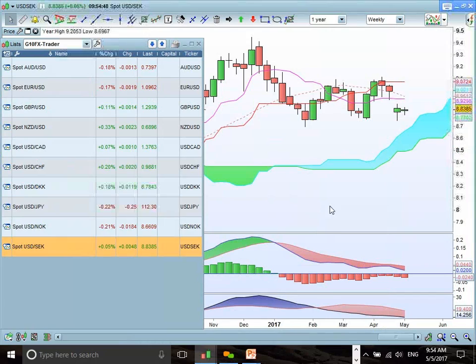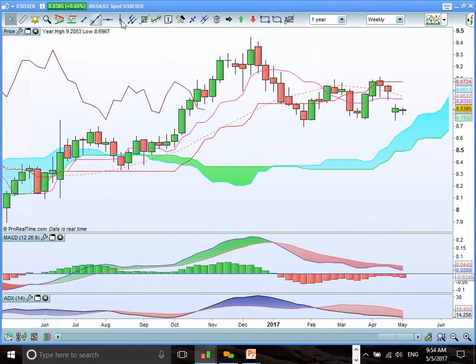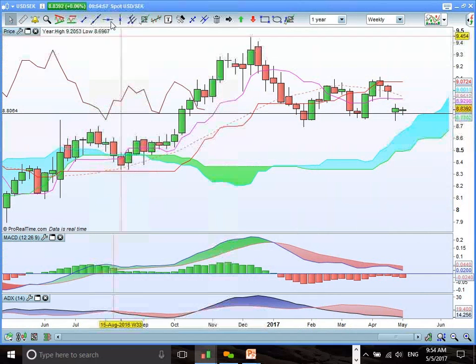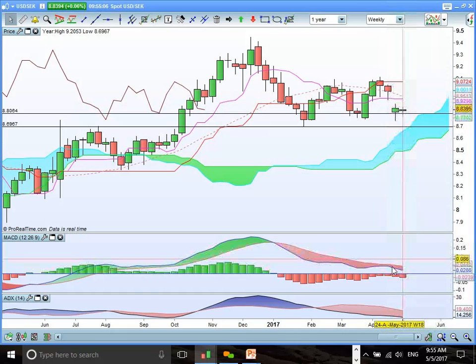US dollar Swedish krona. Weekly, we're getting close to the top end of the cloud support zone here, desperately fighting for support. It corresponds very well with the old lows here, as well as the old highs. So this is a key support zone, a potential rebound area. So watching very closely if the MACD buy signal will come through.